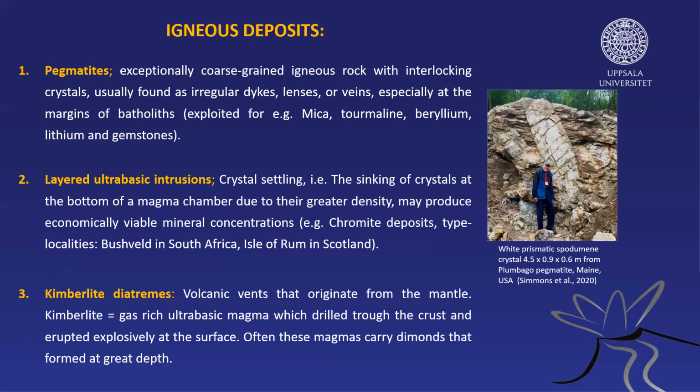But first, we can start with the igneous deposits. We can distinguish 3 types of igneous deposits. The first one is probably the most important in terms of volume and also in terms of what we can get in terms of elements. That's the pegmatite deposits. The pegmatite is a very, very peculiar rock. It's a rock made of basically giant crystals, giant minerals.